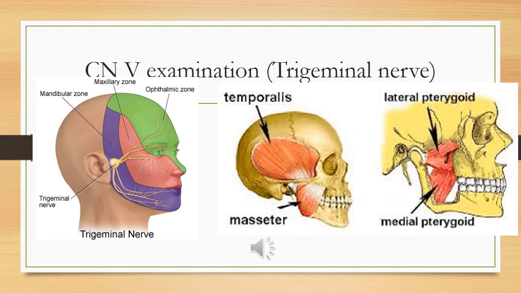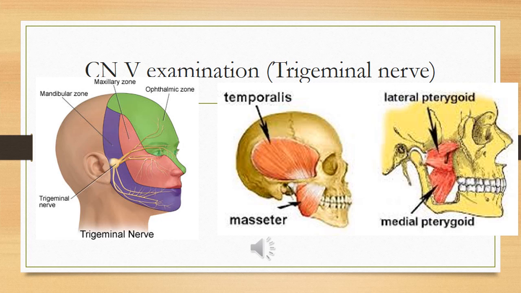Now, examining the trigeminal nerve. The trigeminal nerve has a motor function, a sensory function, and an autonomic function. The divisions of the sensory part of the trigeminal nerve are the ophthalmic nerve, the maxillary, and the mandibular. And as you can see on the left-hand side, each zone of these sensory nerves.